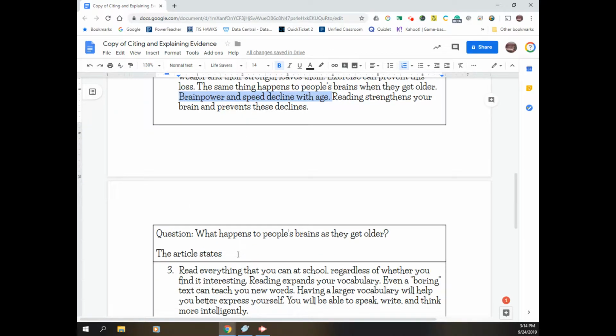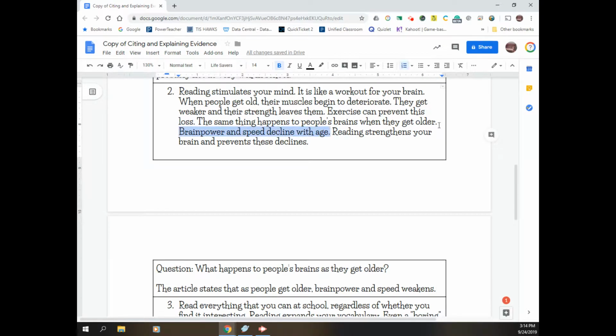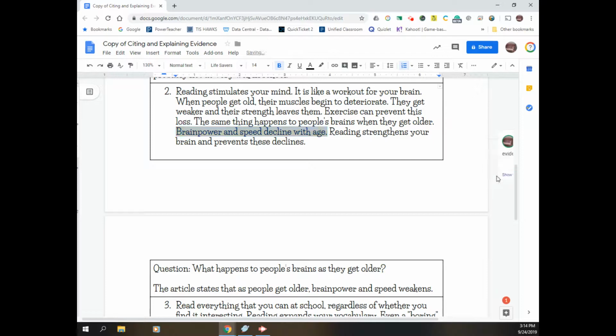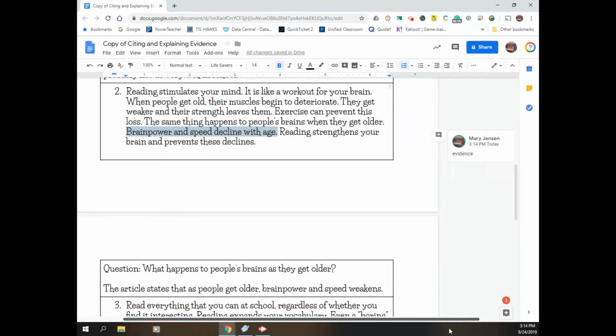So the article states, let's restate our question, okay? The article states that as people get older, brain power and speed weakens. All right, that's our citation. That's our evidence from the article. So let's highlight that here and we'll write evidence. So we have that off to the side. There it is off to the side.